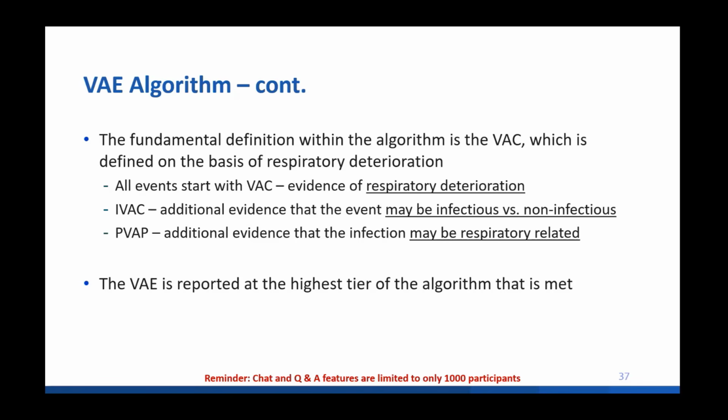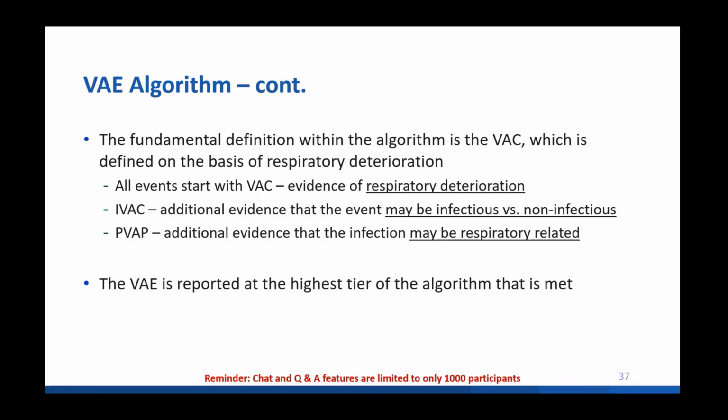As I previously stated, all events begin with VAC, which is defined on the basis of respiratory deterioration. If IVAC is met, then there is additional evidence on whether the event may be infectious or non-infectious. If PVAP is met, there is additional evidence that the infection may be respiratory related.